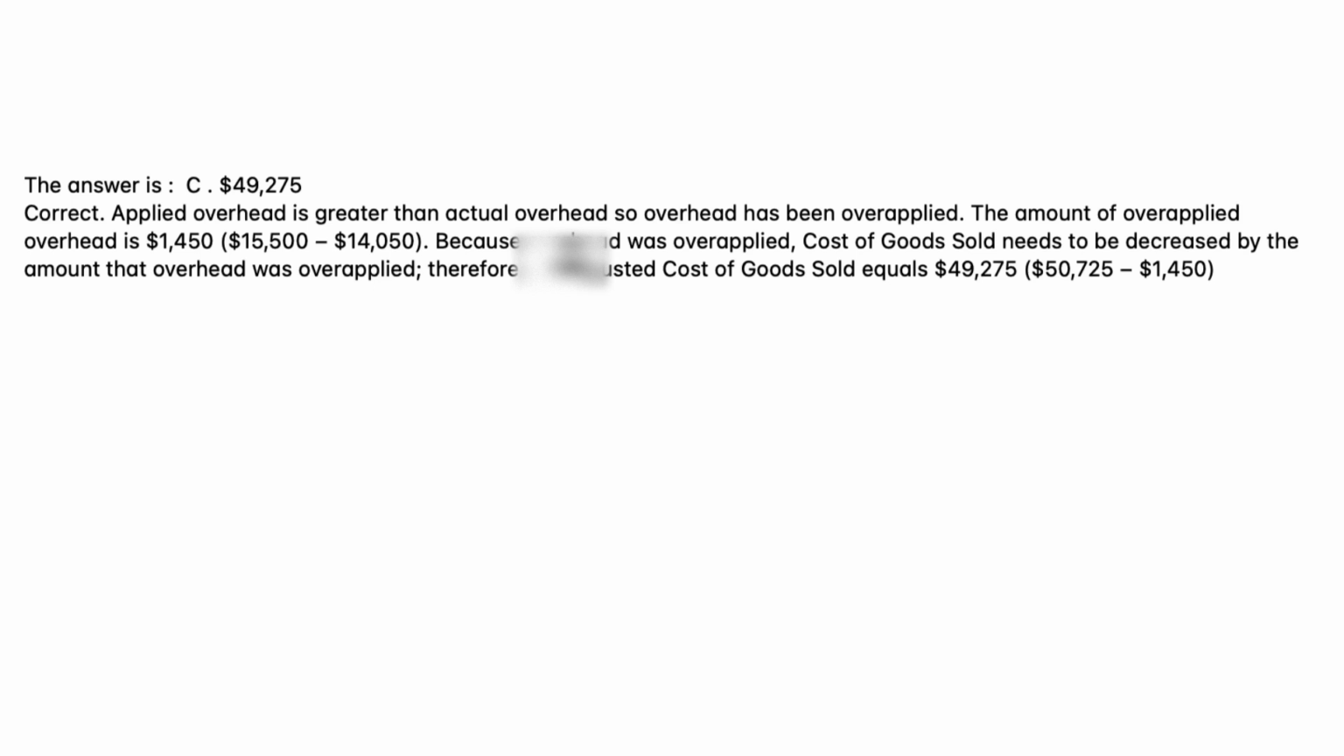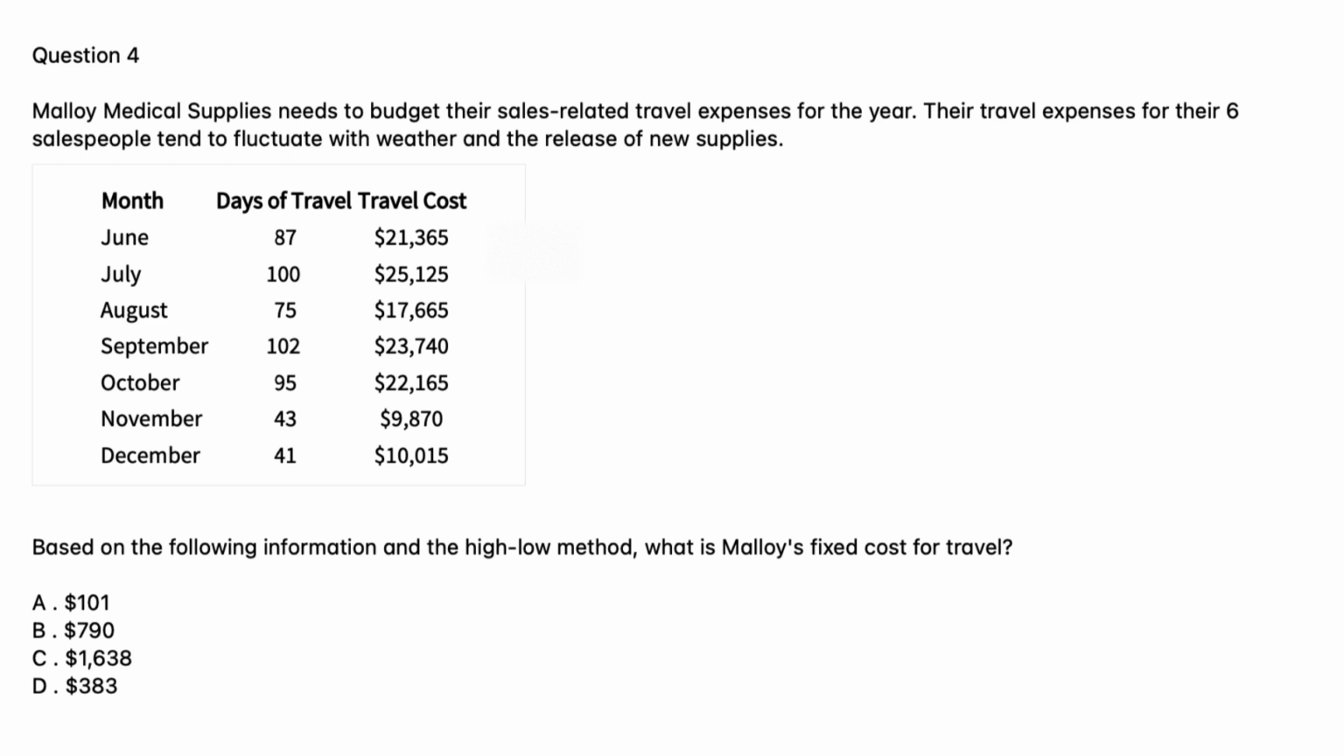$49,275. Correct. Applied overhead is greater than actual overhead, so overhead has been over-applied. The amount of over-applied overhead is $1,450, $15,500 minus $14,050. Because overhead was over-applied, cost of goods sold needs to be decreased by the amount that overhead was over-applied. Therefore, the adjusted cost of goods sold equals $49,275, $50,725 minus $1,450.